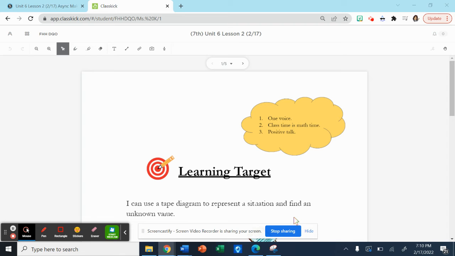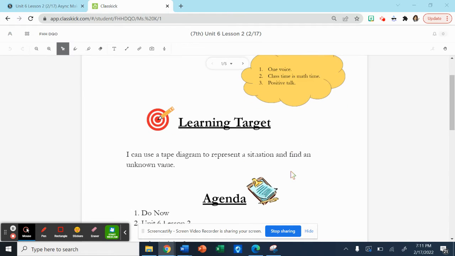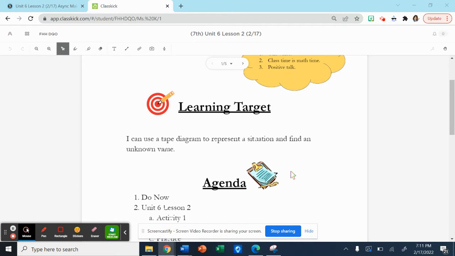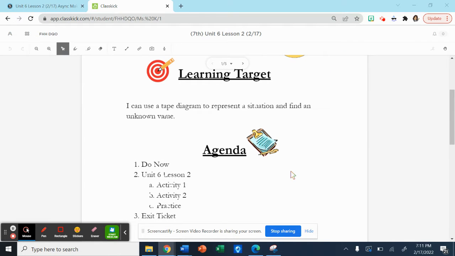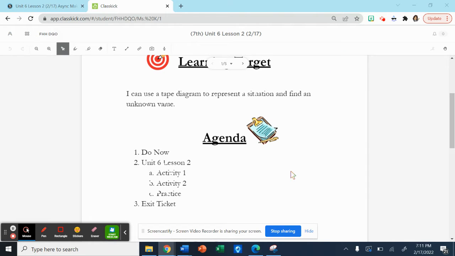This video covers everything we did in class today on Thursday, February 17th. You can see the learning target on the first slide here. I can use a tape diagram to represent a situation and find an unknown value. We did Unit 6, Lesson 2, Activities 1, 2, and some practice. Then we took an exit ticket.